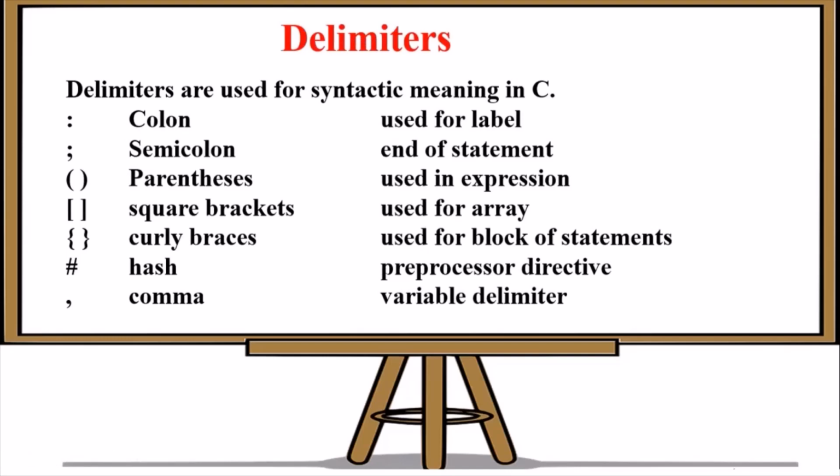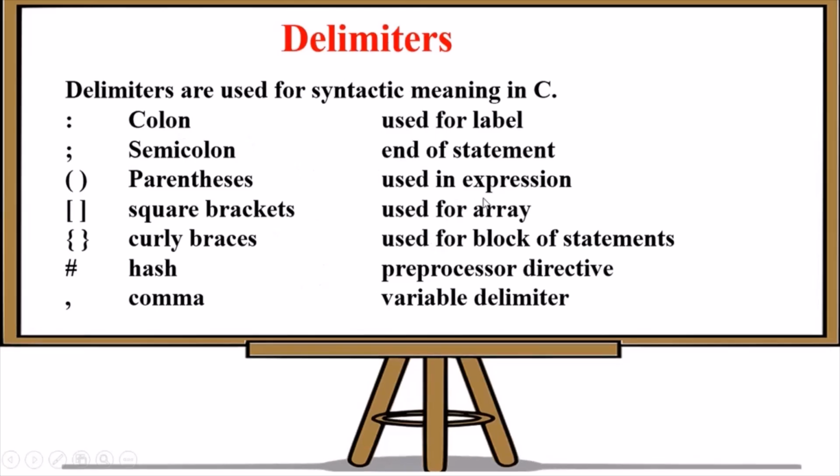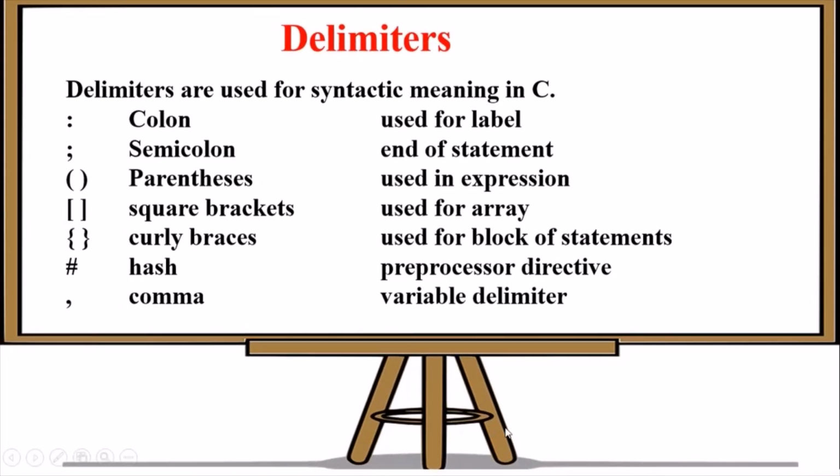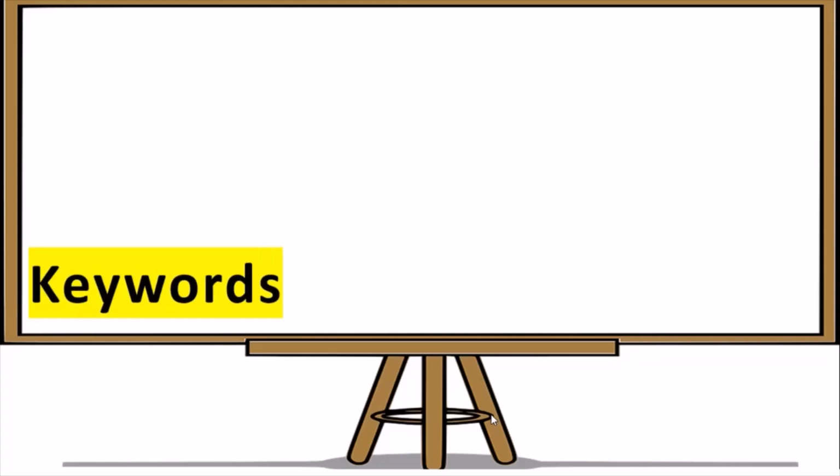Now, what are delimiters in C++? As in C, colon is there, semicolon is there, parentheses are there. So these which are present in C are present as well in C++. We also have brackets: square brackets, curly braces, and parentheses. They are for different purposes. Like colon is for a label, and semicolon is for the end of a statement.